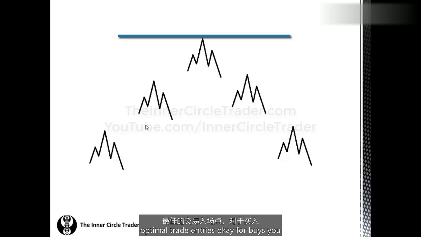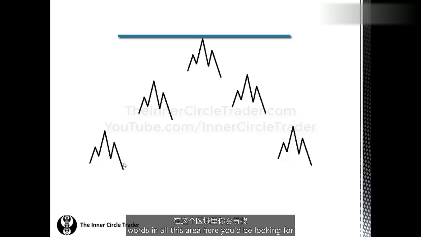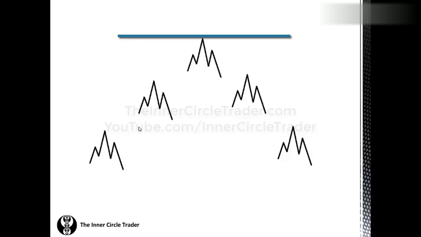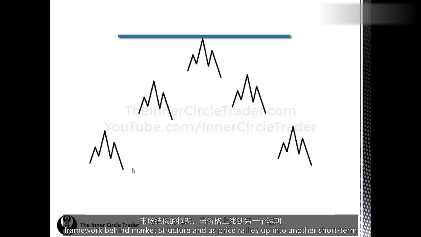Okay, for buys, you would be looking for reflections to buy. You would be looking for type 2 trend following bullish scenarios. So in other words, in all this area here, you'd be looking for price finding support and resistance being broken. Okay, it's that simple. That's the whole framework behind market structure.